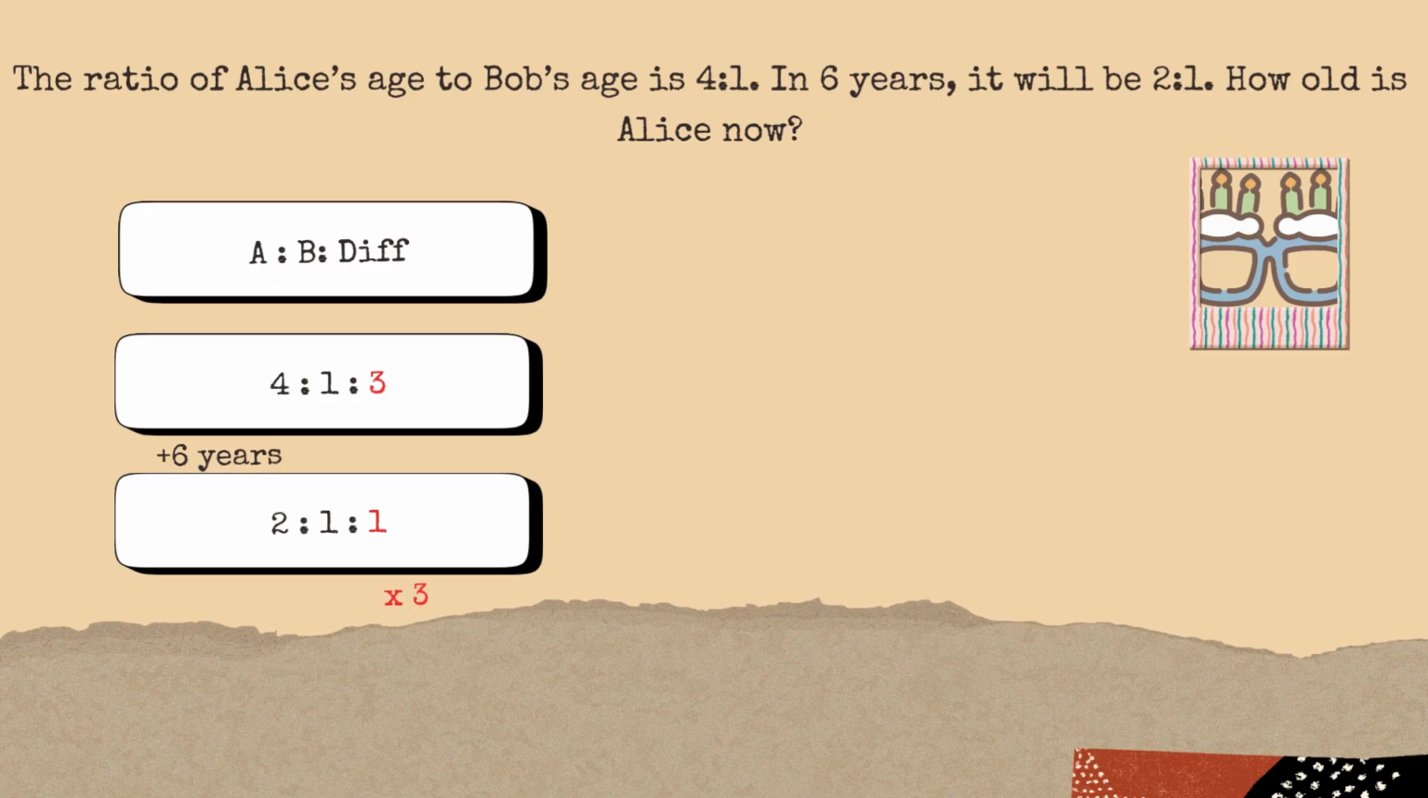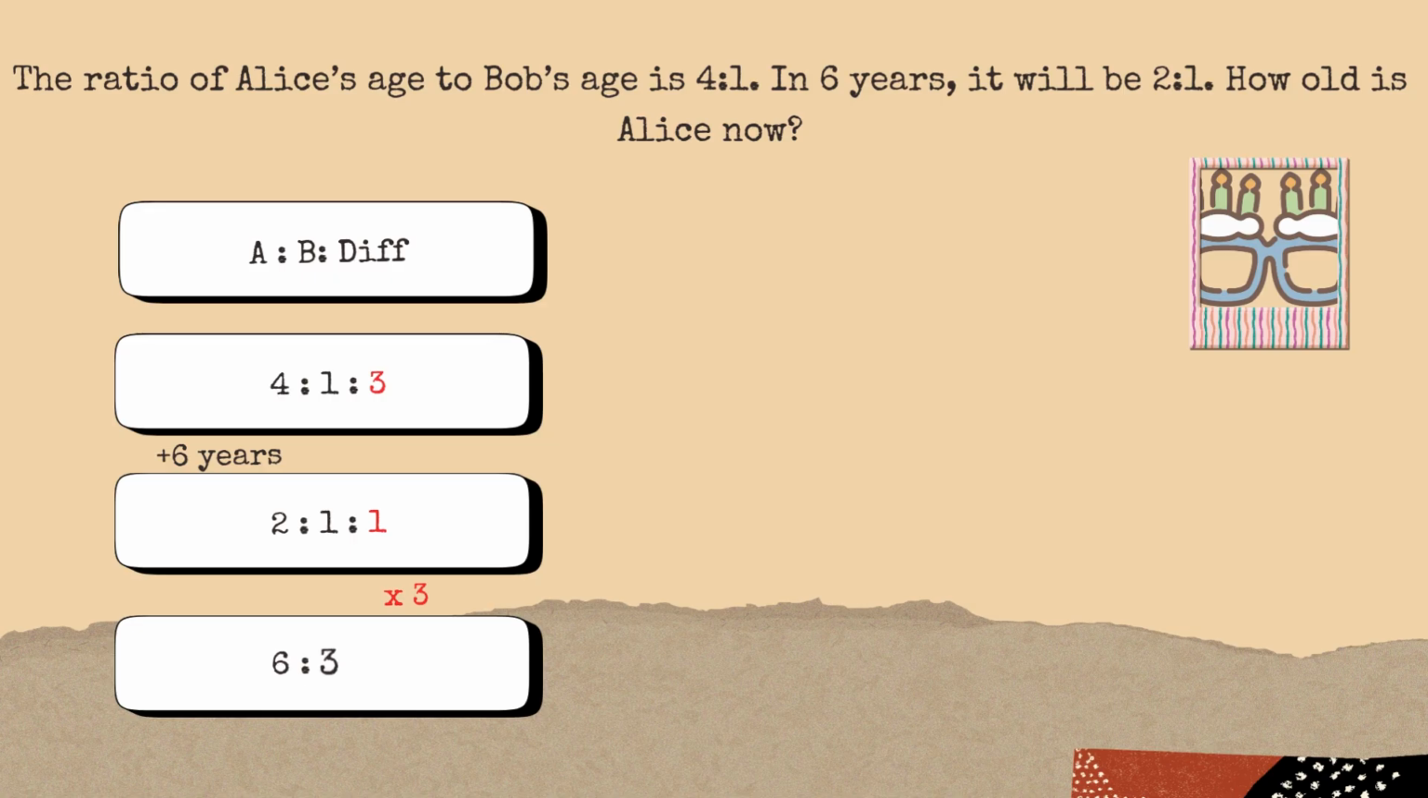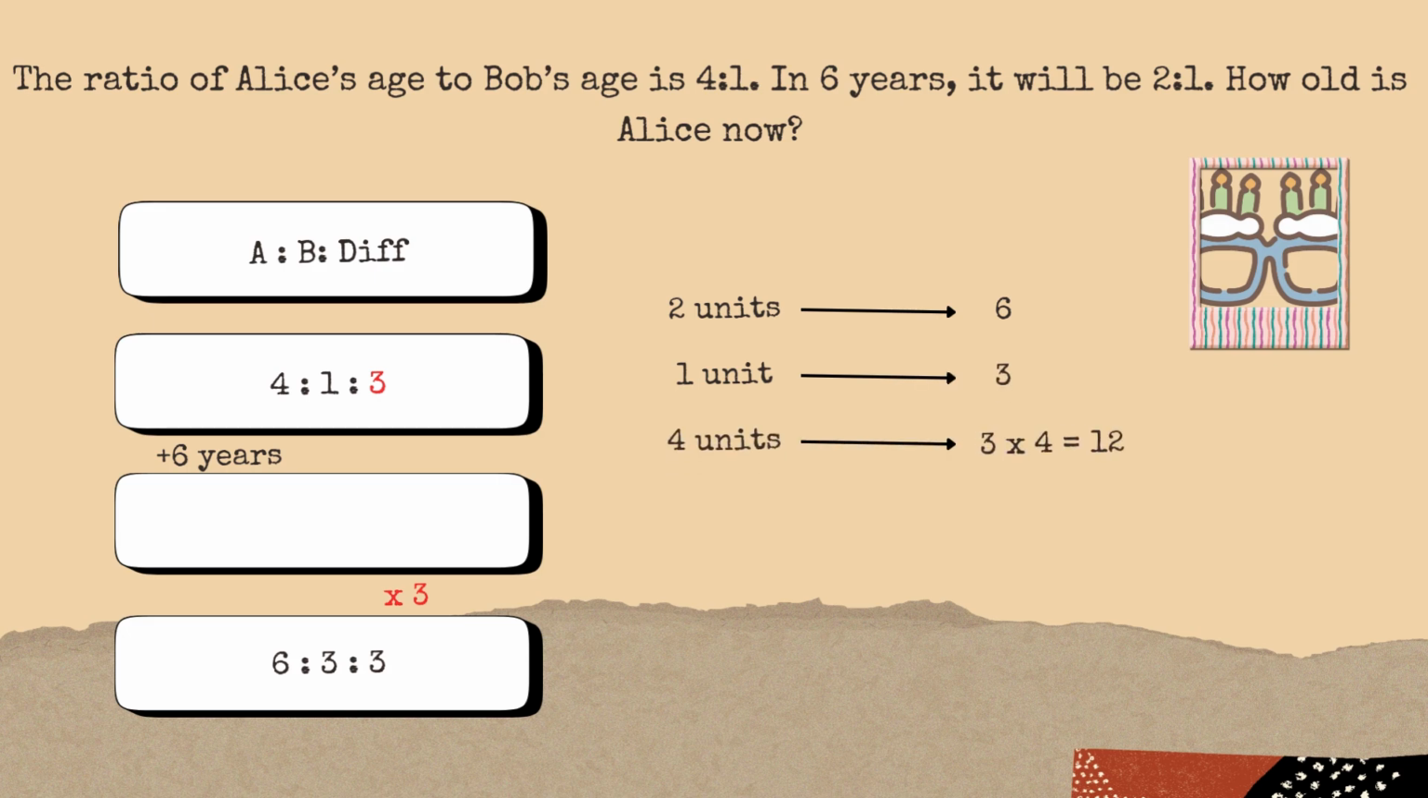From here, we multiply the whole ratio by 3. That leaves us with 6, 3 to 3. Now we can ignore the previous ratio and compare the old and the new. Using Alice's age, we can subtract 4 from 6 and that leaves us with 2 units. From the passage, we can tell that that would be 6 years. Then, we can find 1 unit and proceed to calculate Alice's original age, which is 3 times 4. This gives us 12 and that is the final answer.